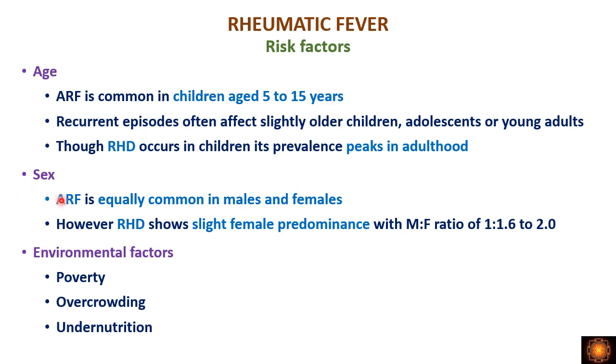And when we see the sex, acute rheumatic fever is equally common in both males and females. There is no gender predilection. But rheumatic heart disease shows a slight female predominance. And other environmental factors which are responsible are poverty, overcrowding, and undernutrition. These also can lead to rheumatic fever.